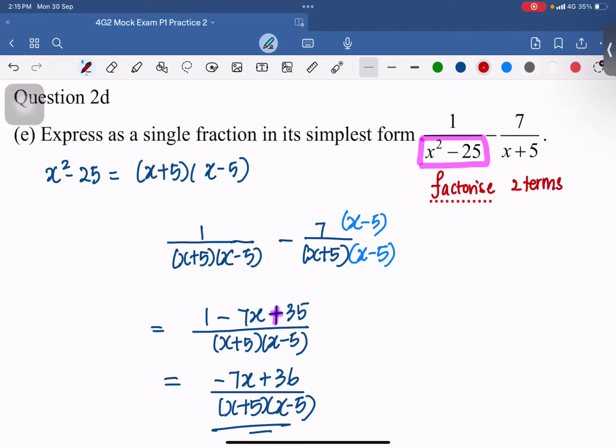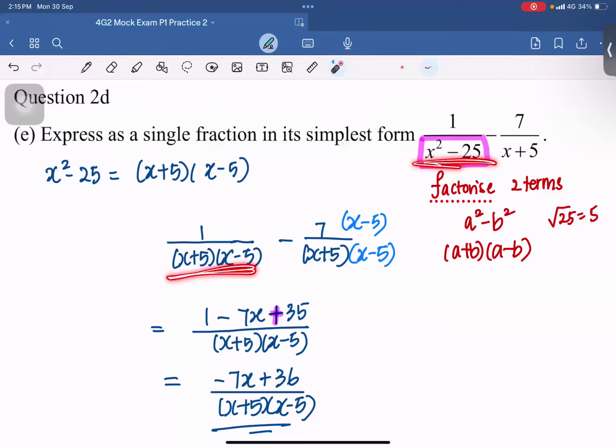This is two terms and got the pattern a square minus b square. And I know the square root of 25 is the number 5. So when I have this is a plus b, a minus b, you get 1 plus, 1 minus. So when you see this kind of situation, immediately go and factorize this. 1 plus 1 minus, right?